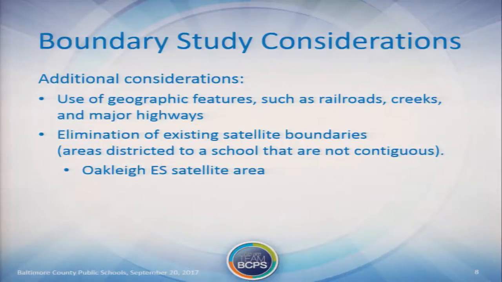Additional things to think about when you start looking at this is using geographic features such as roads, railroads, creeks, major highways, things like that. Looking at boundaries crossing over features like that. And try to eliminate existing satellite boundaries such as that Oakley area, which I talked about at the last meeting.